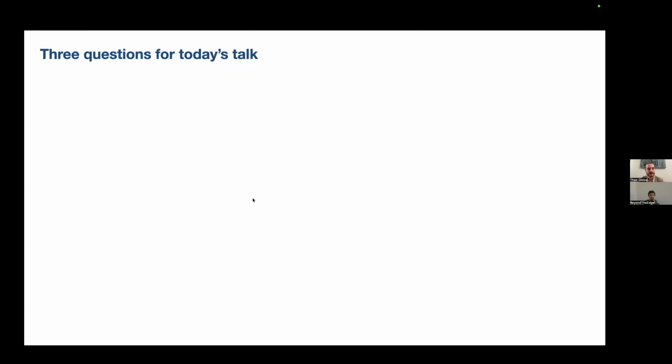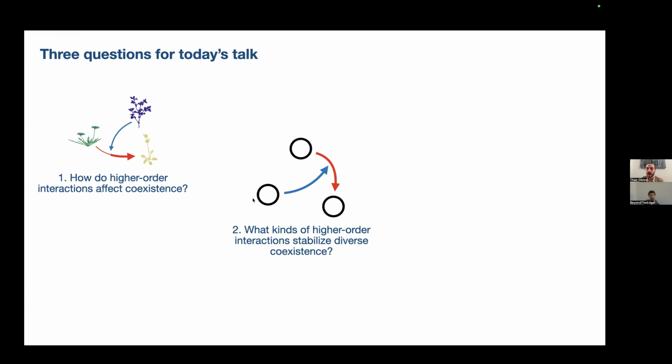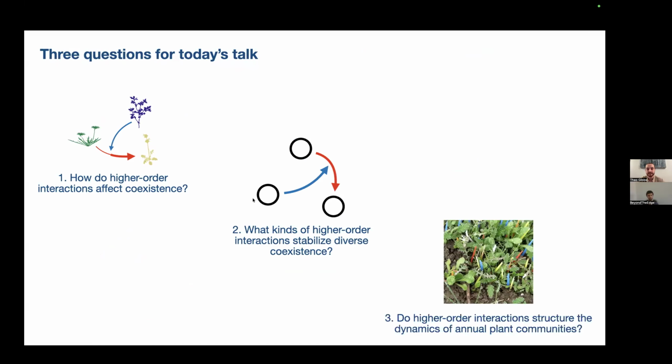And specifically, I want to address three questions. First, just how do higher order interactions affect coexistence in more generic ecological models? Second, what kinds of higher order interactions actually successfully stabilize diversity? And then third, do higher order interactions structure the dynamics of annual plant communities?